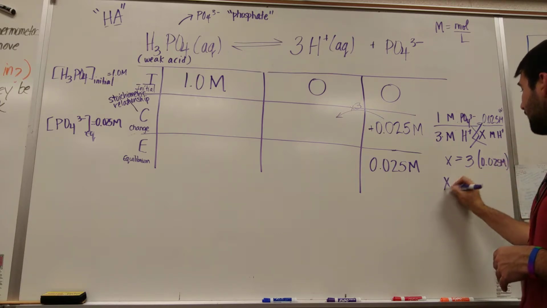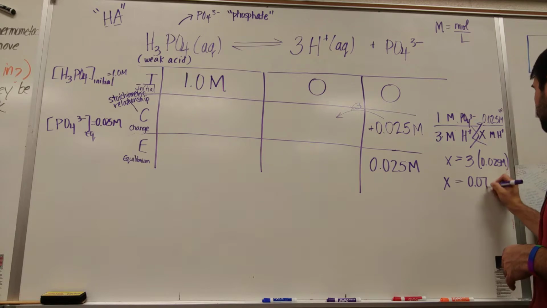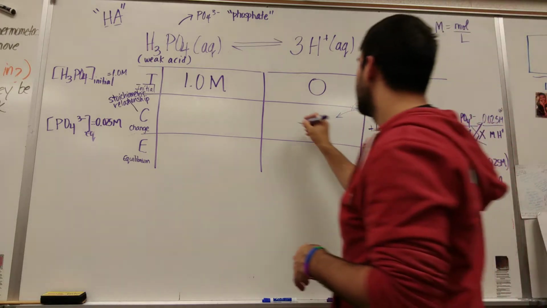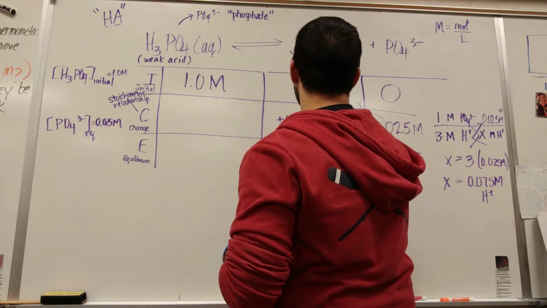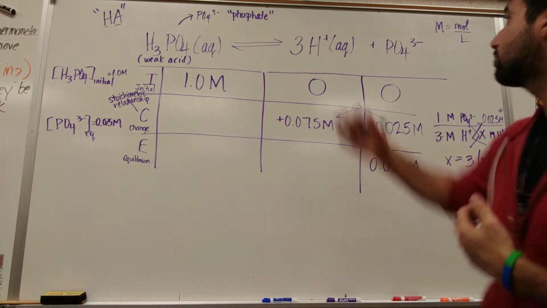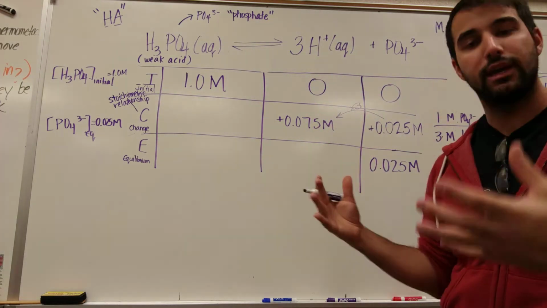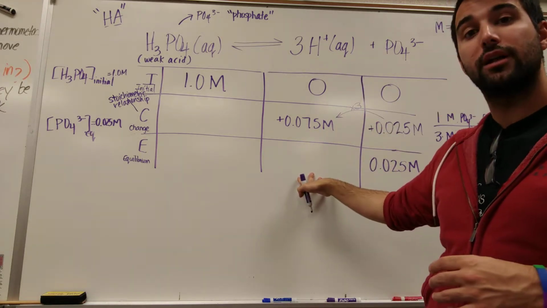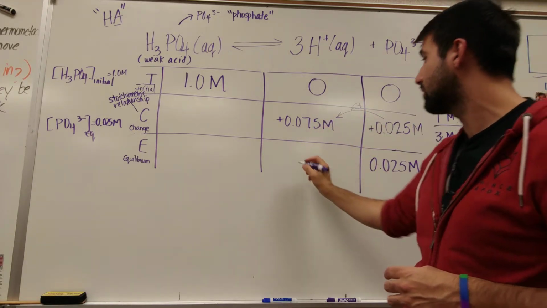That means X is equal to 0.075 molar of my H+. So that goes here. That's why I'm multiplying by 3. So I got plus 0.075 molar H+. And it's plus because I'm making them. Okay? And then if I want to have my equilibrium concentration, I add my initial to my change.